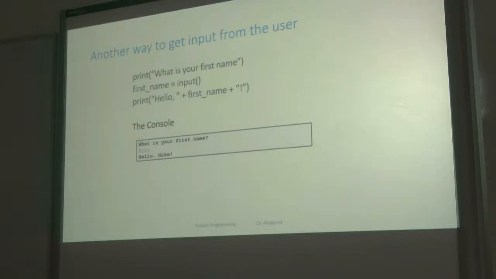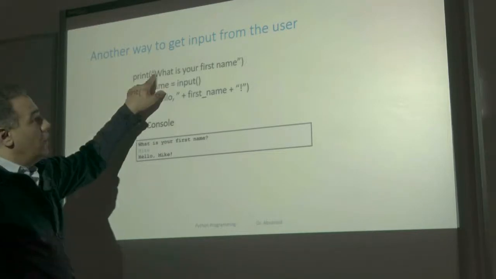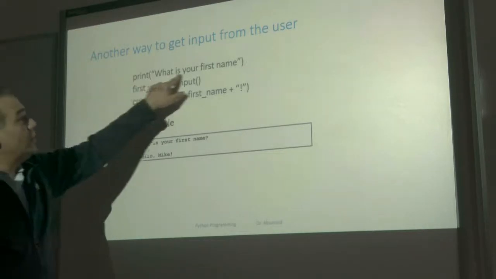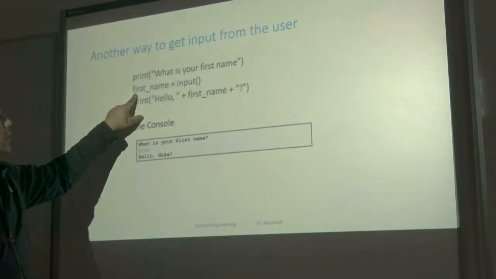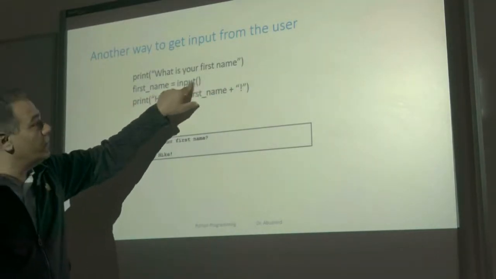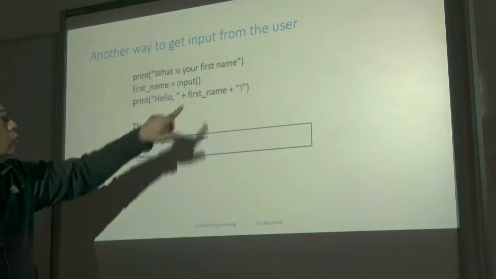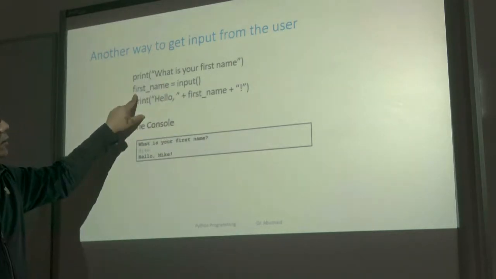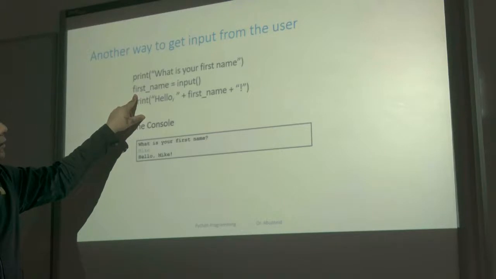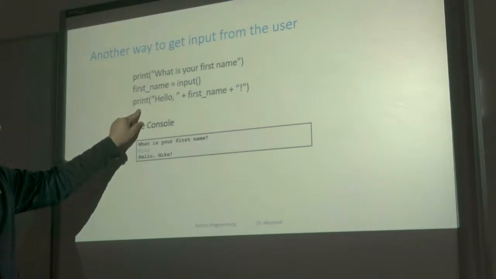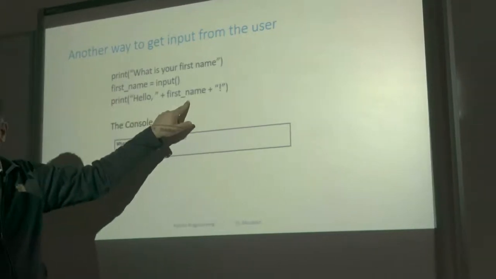Now we need to read data. How do you read the data? The cin in C++ or Java. Now we have the input. So you could say print, what is your first name? First name input. Whatever you type on the keyboard and enter will be saved where? In the first name. And then print hello, and the variable there.